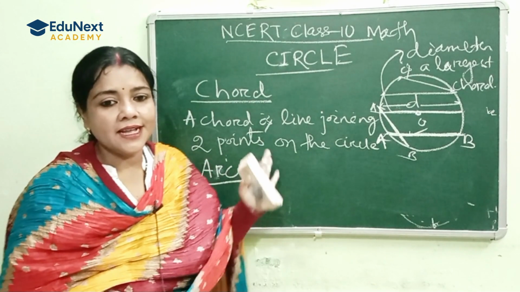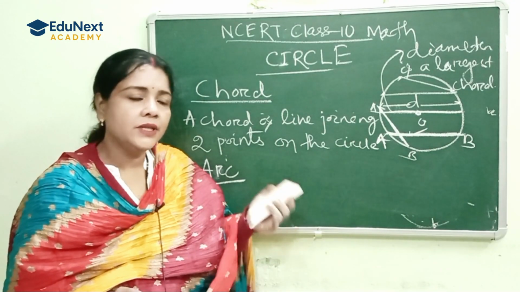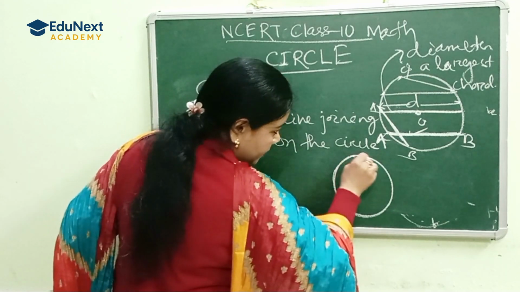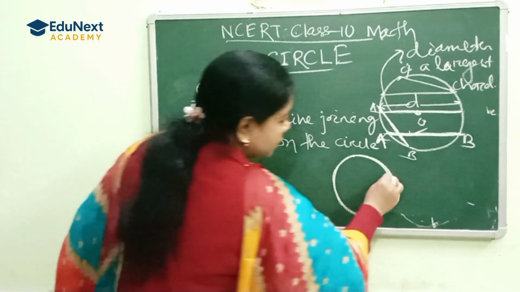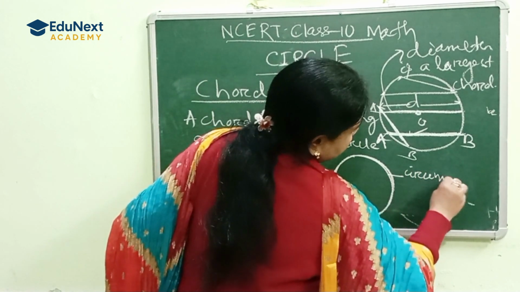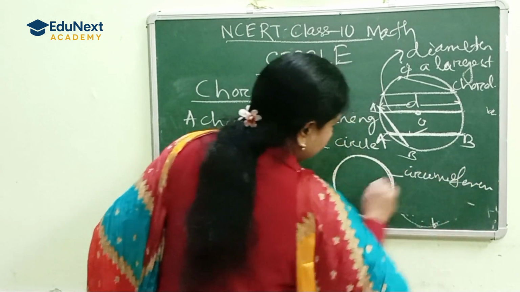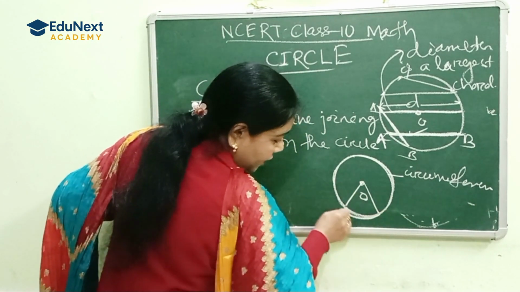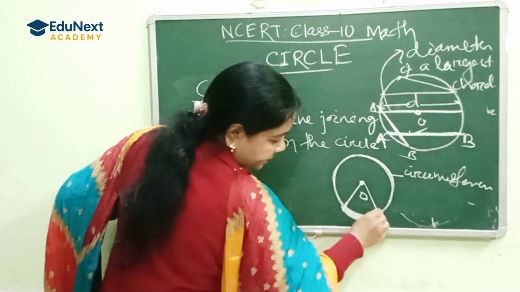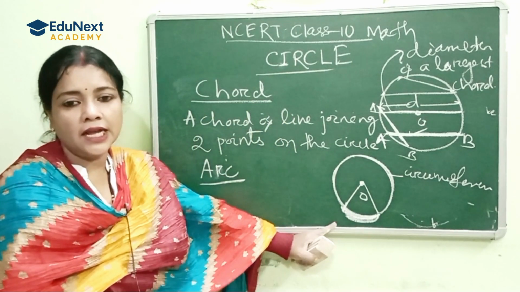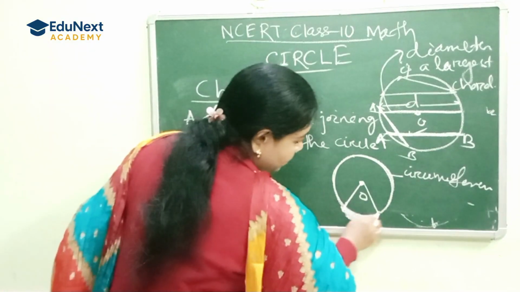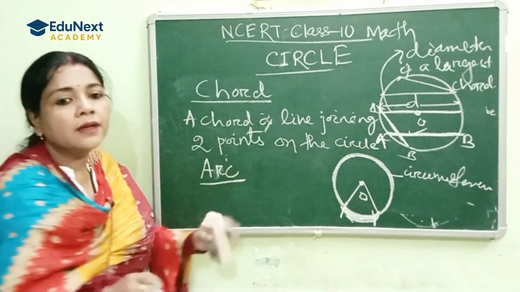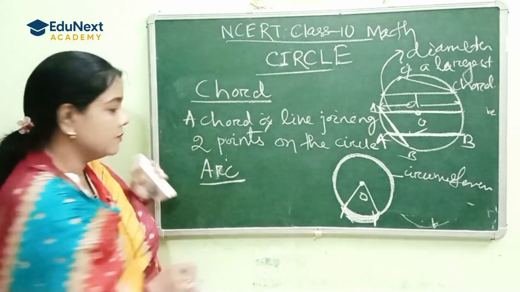Arc. What is that? Arc. So it is a part of circumference. The circumference is the periphery of the circle. If it is a center C or O, and you take any portion, that portion is known as arc. So this portion is a part of this whole circumference. So arc is a part of the circumference of a circle.